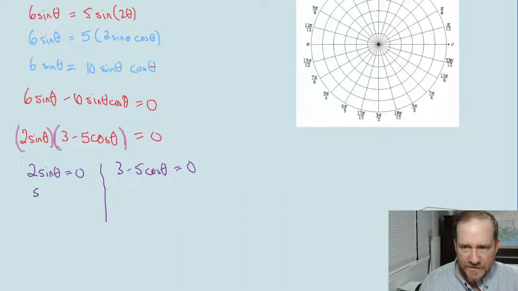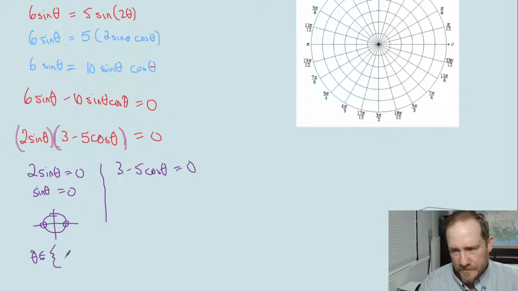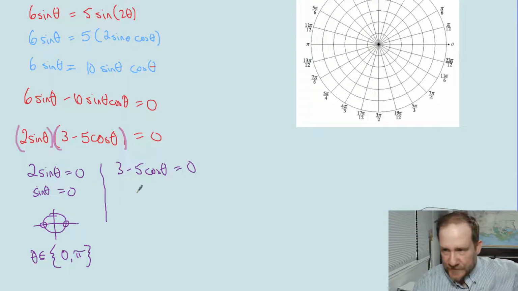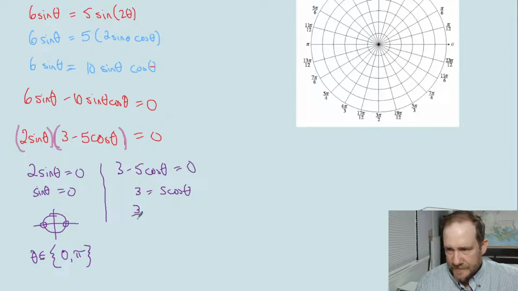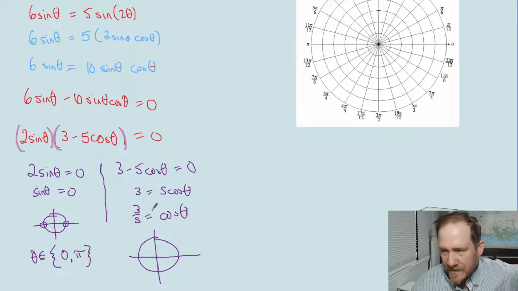So divide by 2 here and you get sine theta equals 0. Unit circle says that sine theta will only be 0 here and here. So that's giving us solutions of 0 and pi. Now the next part's tricky because you're going to add 5 cosine theta to both sides. You're going to divide by 5, and what you get is 3/5. And cosine can equal 3/5, but they're not unit circle values. X would equal 3/5, what, like here and here?